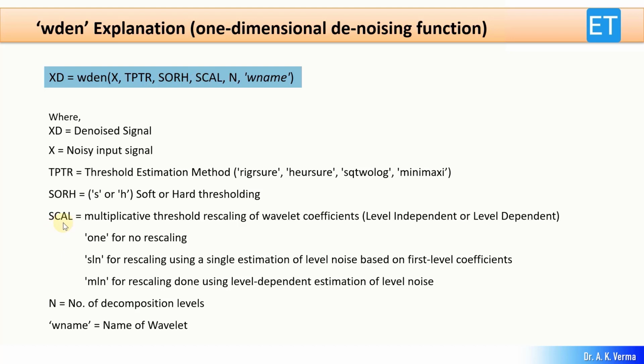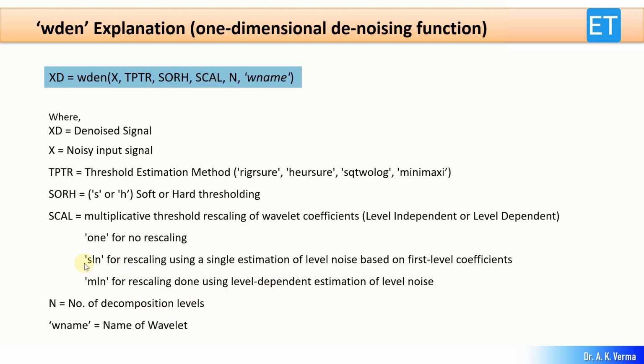For this variable, you will write either 1, SLN, or MLN. If you write 1, then there will be no rescaling to estimate the noise level. If you write SLN, then it will be the label independent thresholding. And if you write MLN, then it will be known as a label dependent threshold estimation.